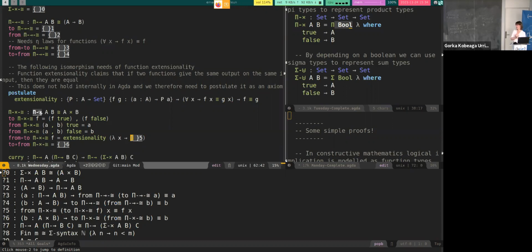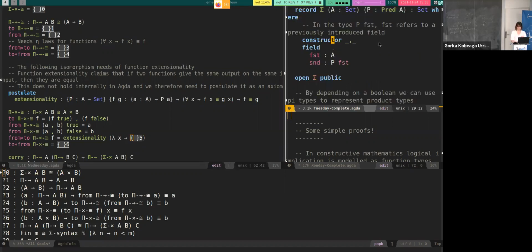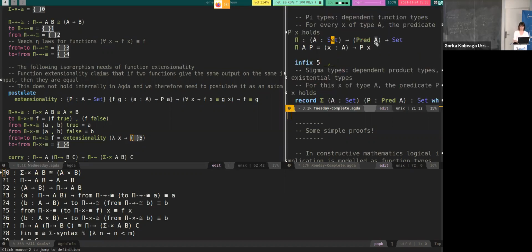Yes. So to go a step back, a pi type is a function that, given a function and a set, gives you another set. So a pi type receives two arguments, a and b, and it is a dependent function, basically. So for every x of type A, it will give you back p of that x.